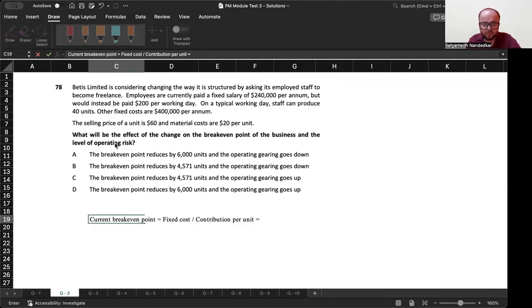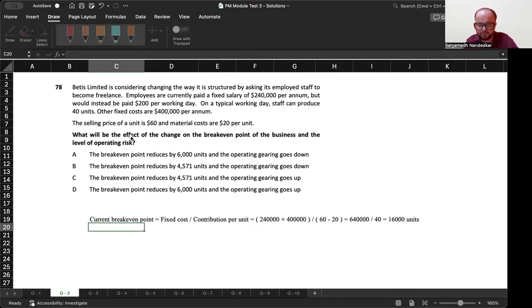What is my fixed cost? My fixed cost, if you observe, is 2,40,000 salary plus 4 lakh. Okay, 2,40,000 is salary, which is a fixed cost. Other fixed costs are 4 lakh. And if somebody were to ask me what is my contribution per unit, material is my variable cost, selling price is 60. So this will be 60 minus 20. This will be my contribution per unit. 6,40,000 upon 40 is how much? This is 16,000 units. So I will achieve my break-even when I end up producing and selling 16,000 units.